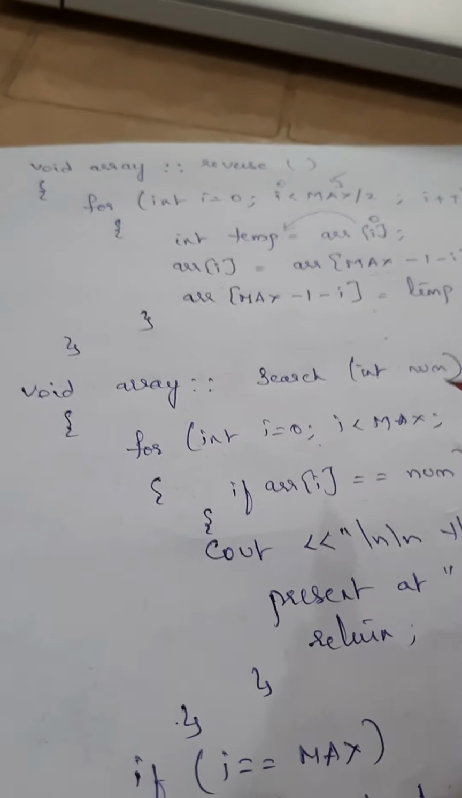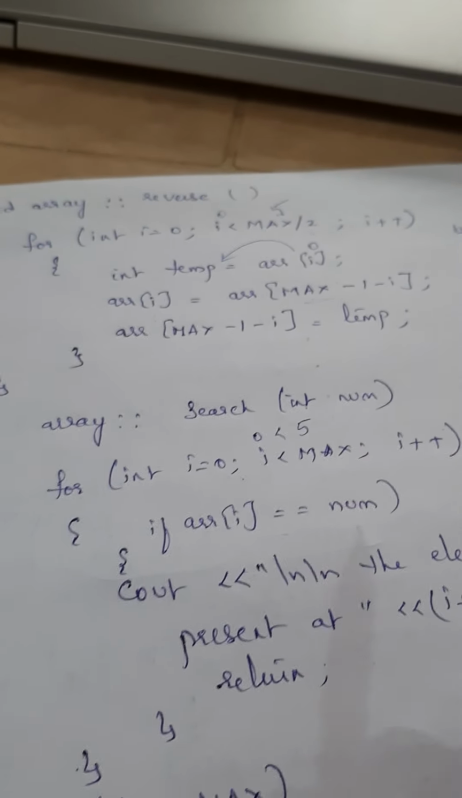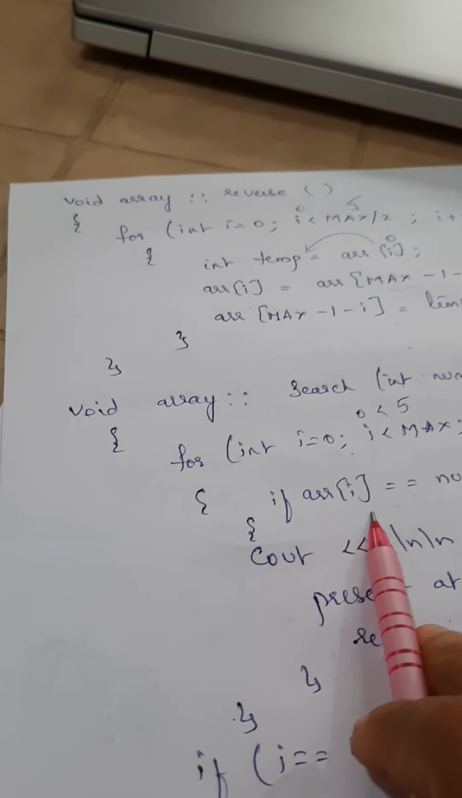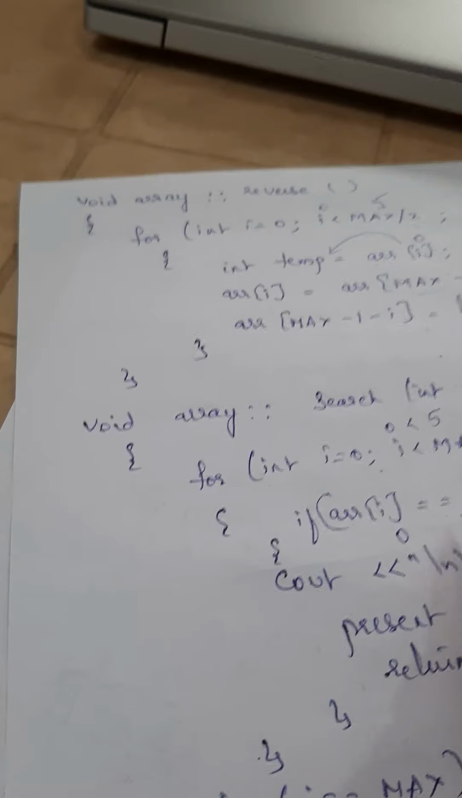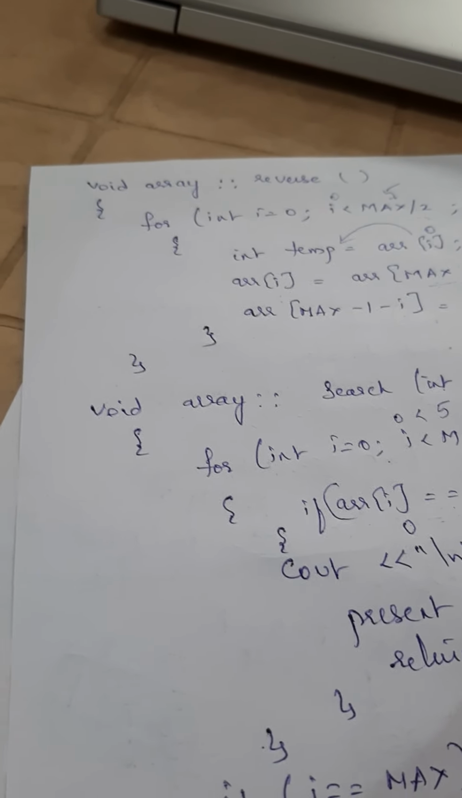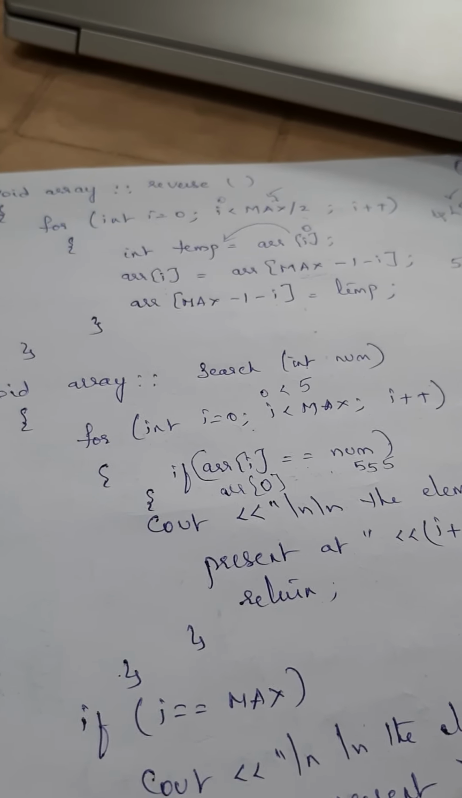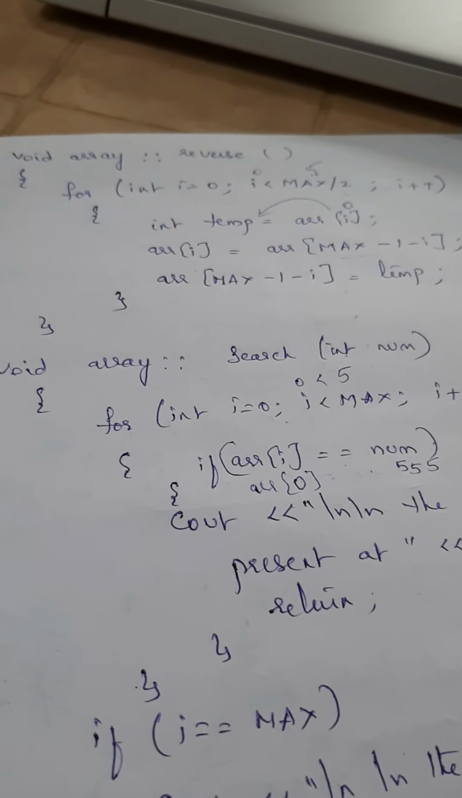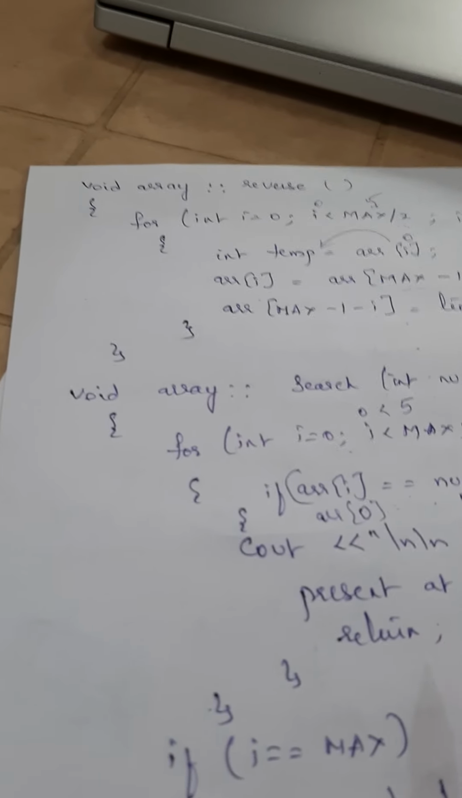What is I here? I value is 0. So 0 less than 5. Is it true? Yes, because 0 is less than 5. If array of I is equal to number, whatever number you have given, that is, if array of 0 is equal to the number you have passed, that is 555, then print that the element or number is present at I plus 1th position. Whatever element is present at I plus 1th position, that particular position you have to print and you have to return from that particular function.